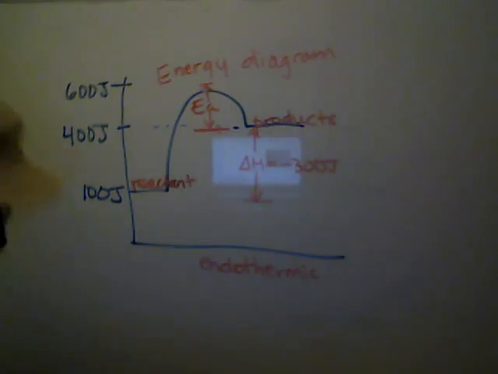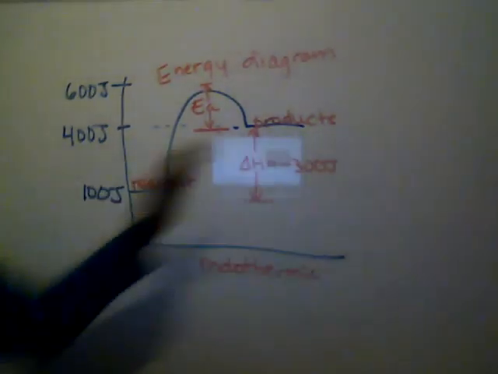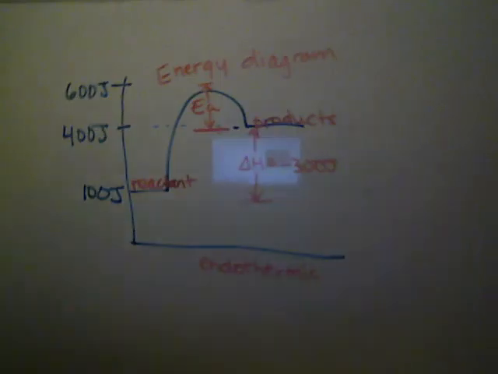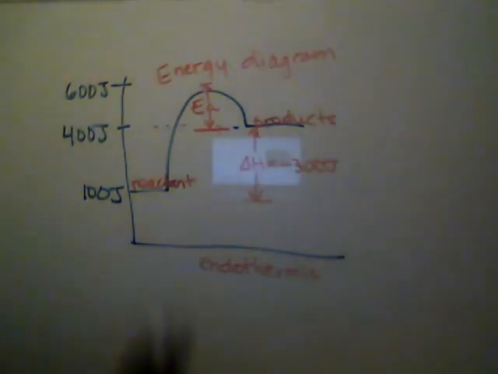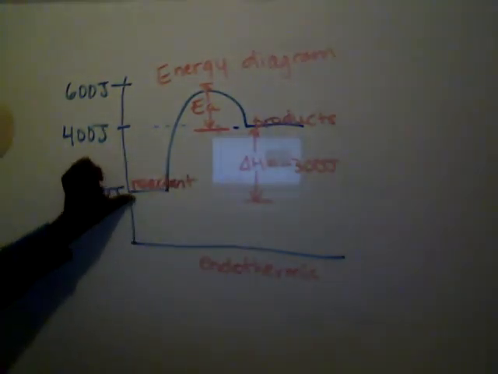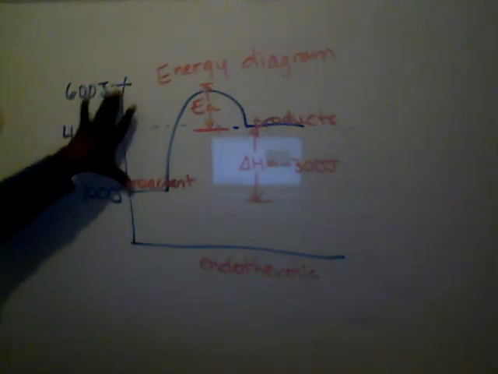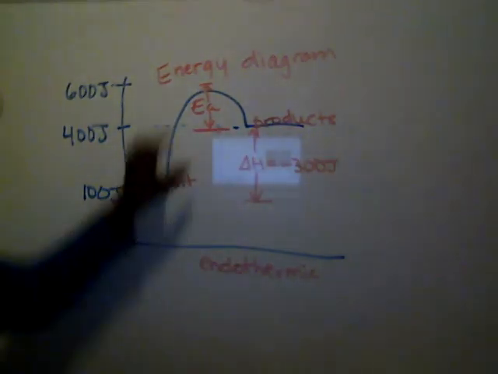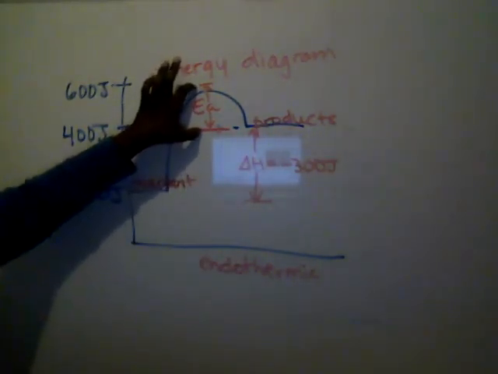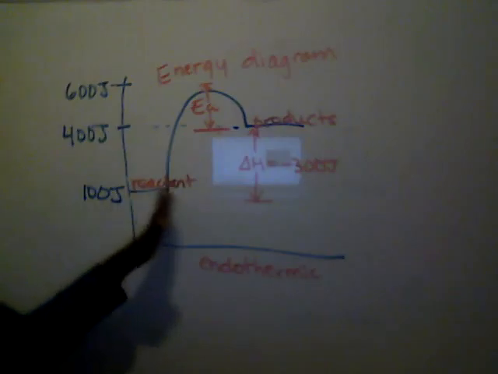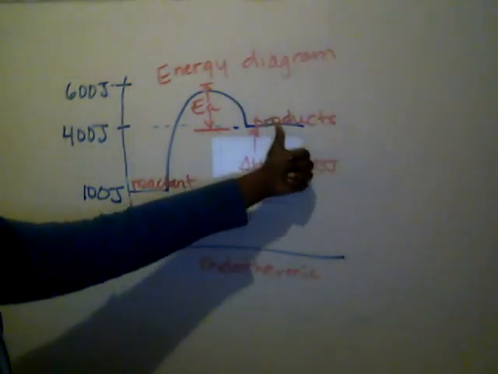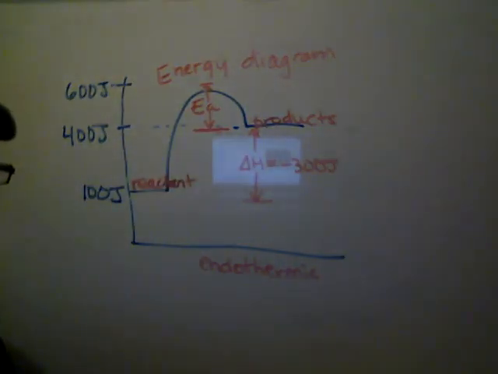So the question could be, which way do you think the reaction will go? Do you think it will go reactants to products, going that way, or products to reactants, going the other way? Well, we said the activation energy, if we're going this way, we're starting at 100, we're ending at 600, we would need 500 joules of energy. But if we're going products to reactants, we only need 200. So more than likely, this reaction would probably prefer to be exothermic. It would prefer to go from products to reactants. It takes less energy that way.